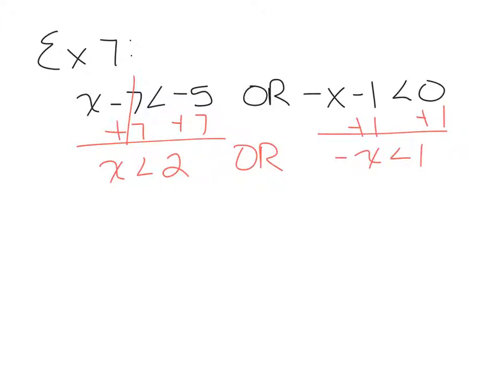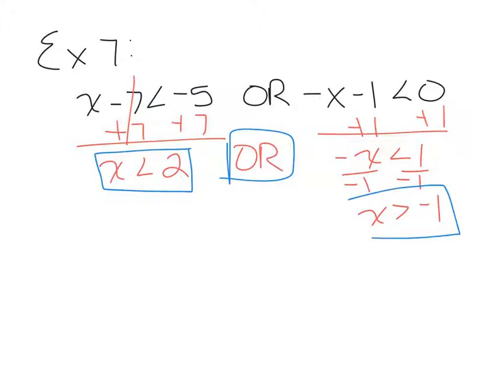And when we have this negative sign on our x, we have to get rid of it. We're going to divide by negative 1. When you divide by a negative, it flips the direction of the inequality symbol. So dividing by this negative 1, change this less than into a greater than. And now I have my solution set as x is less than 2, or x is greater than negative 1.